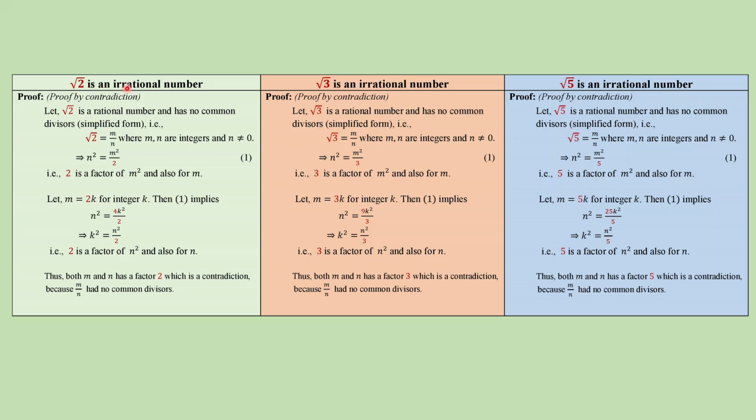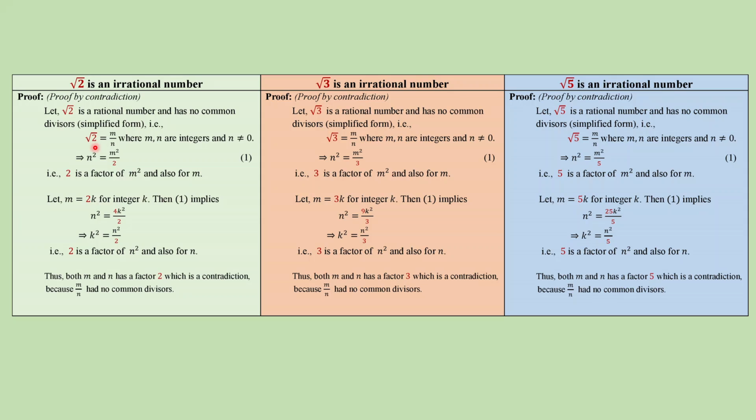Here, we need to prove that root 2 is an irrational number. Now, we assume the opposite, that means let root 2 be a rational number and has no common divisor. So what does common divisor mean? If you think of 4 divided by 6, that is not the simplified form, because you can simplify that more and write 2 divided by 3, right? So we need to consider the simplified form. That means there is no common divisor.